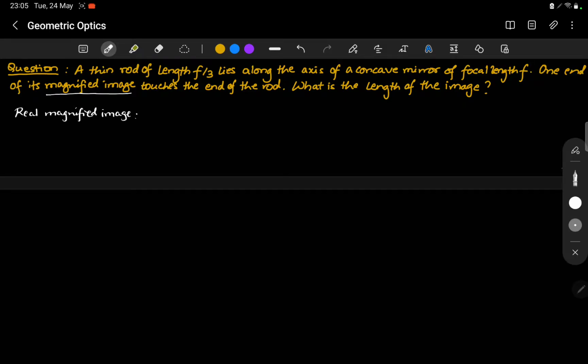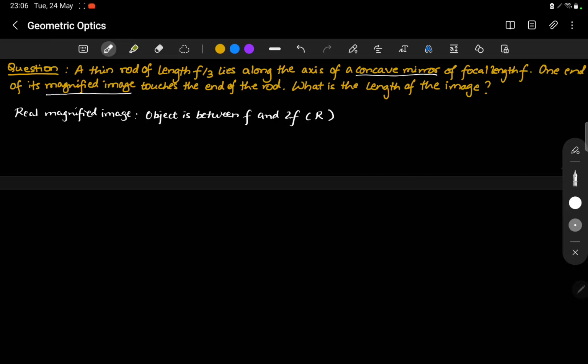happens when the object is between f and 2f, where 2f is also approximately equal to the radius of curvature of the mirror. So this is the case for a real magnified image from a concave mirror.